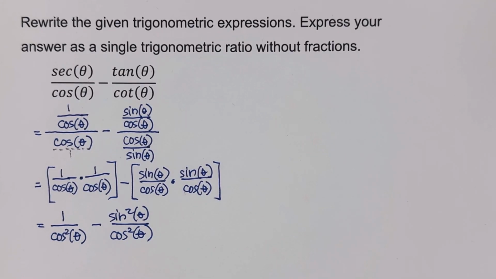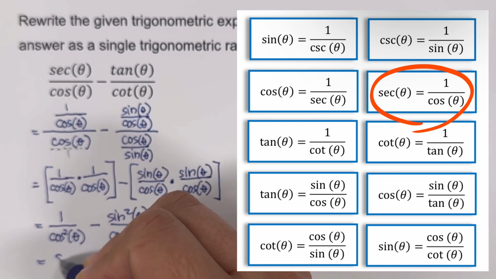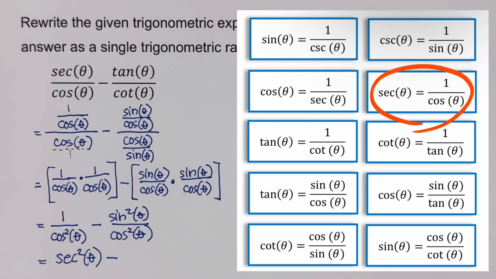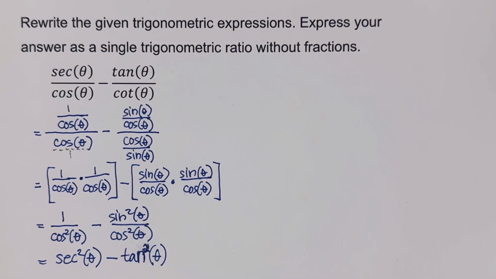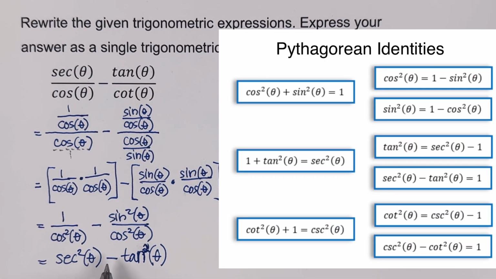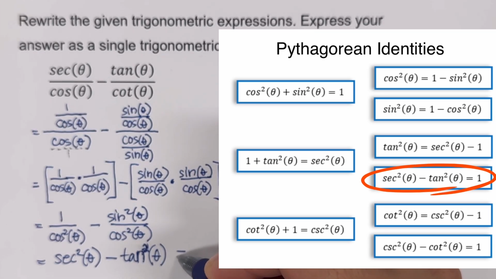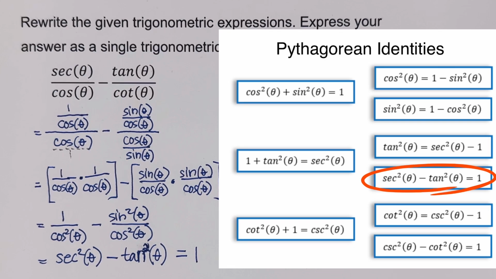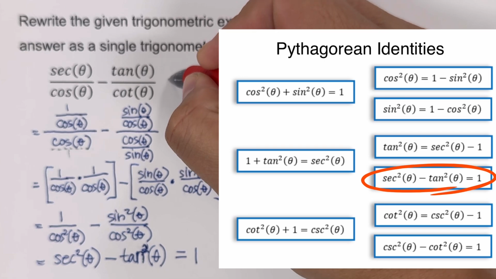Now looking at the formula on the side, this 1 over cosine squared of theta is secant squared of theta. This sine squared of theta over cosine squared of theta is tangent squared of theta. Now looking at the equation again, this secant squared of theta minus tangent squared of theta is equal to 1. This tells us that the given expression is equal to 1.